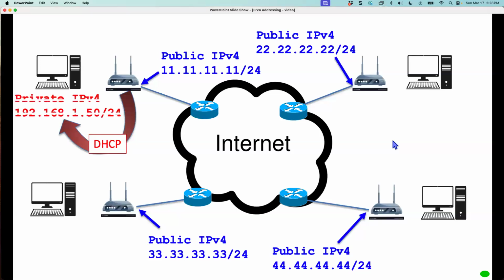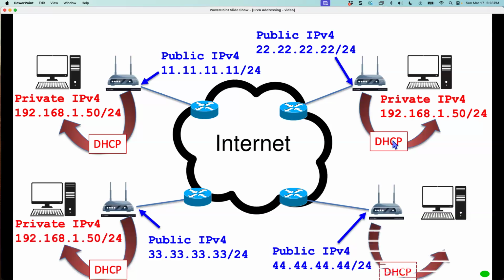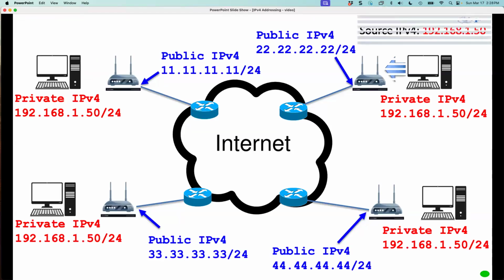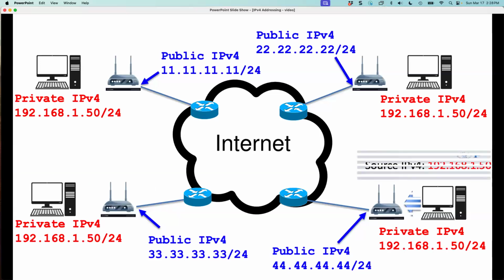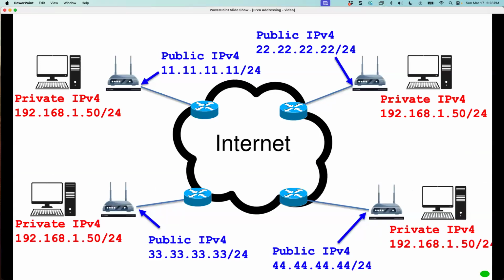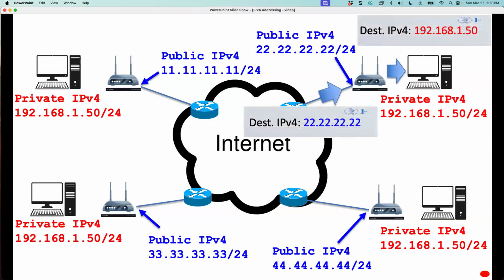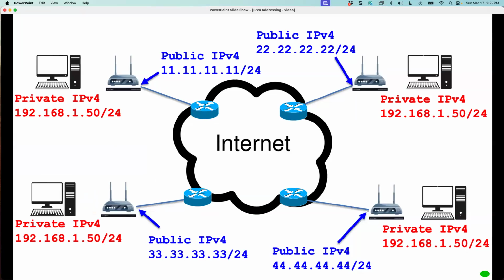What I'm showing here is that all of these devices are getting the same private addresses. So they all get translated to their unique public address going out, and coming in, they get translated back to their unique private addresses, at least unique within their network.